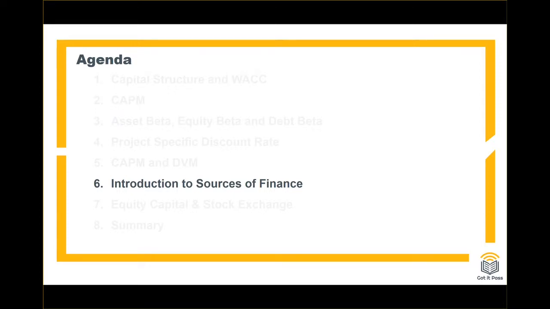So we just finished the capital asset pricing model and the dividend valuation model. We start the new chapters. We just finished the business finance on the cost of capital, the capital structure, the capital asset pricing model. Then we move on. Still the topic under business finance, but it is about the source of finance. Okay, it's about the source of finance.